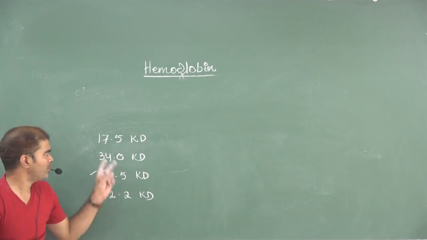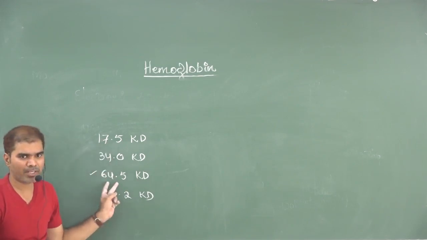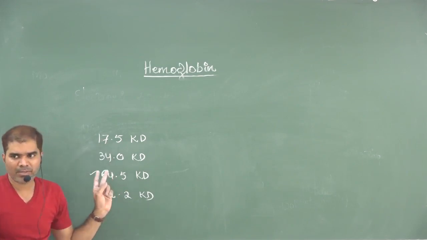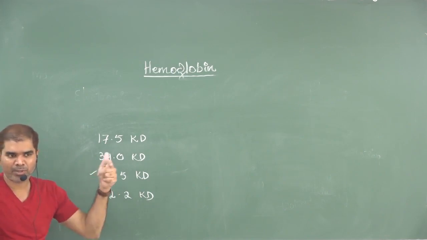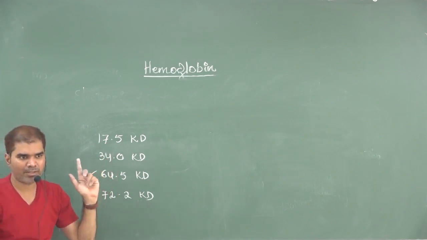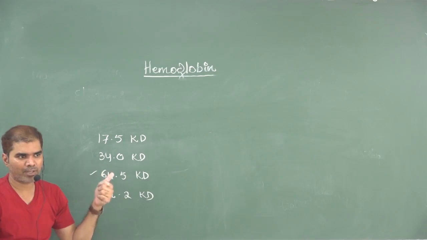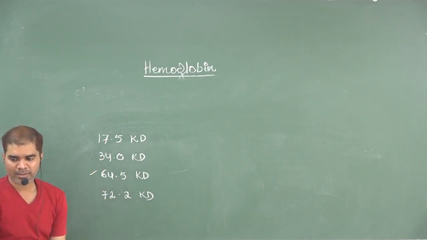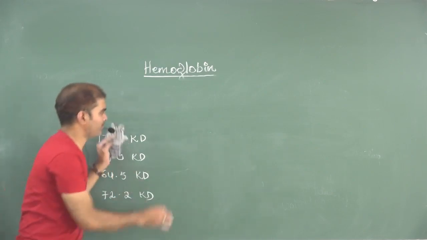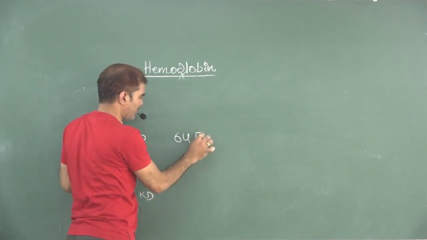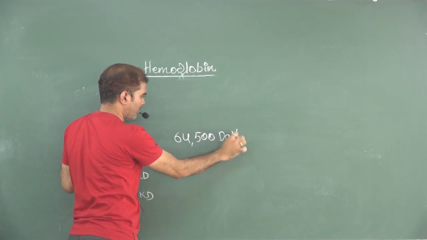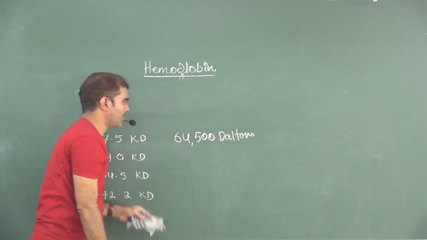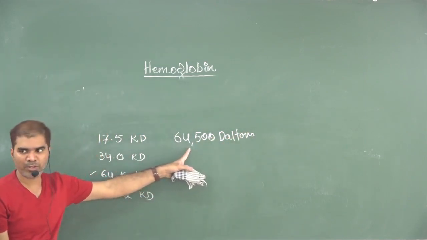64.5. Though you multiply with 4 times, you will not get this, but it will be close. Because in myoglobin, the number of amino acids will be more. 153 amino acids will be there, whereas in hemoglobin, you will have only 141 and 146, alpha and beta. Write down 64.5 or 64,500 Dalton. So how much is the molecular weight of hemoglobin?